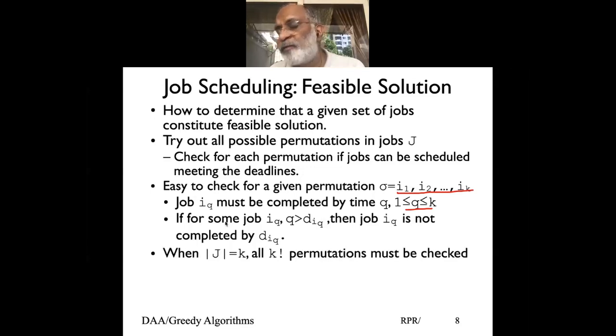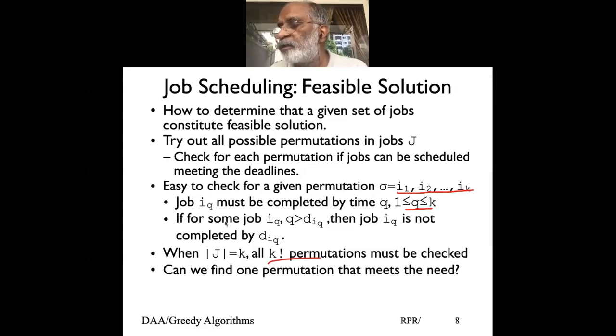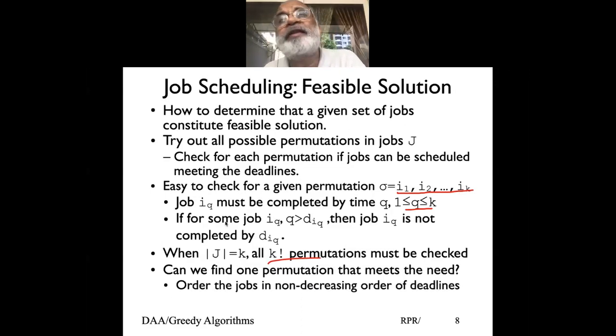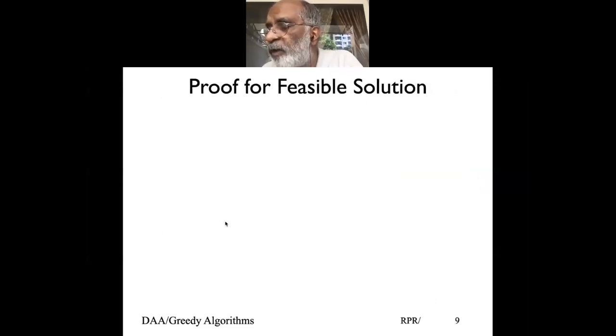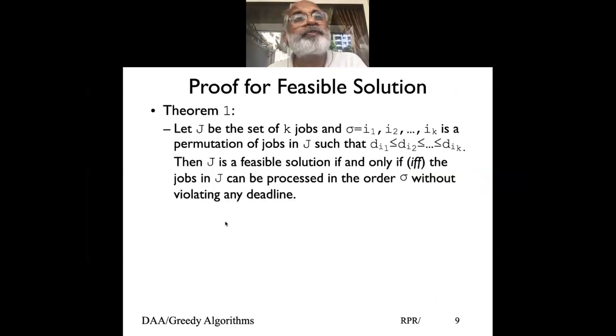And if we need to try all permutations, that is a very costly affair, so we will not do that. Our objective is to find that permutation which can be checked in linear time, but we cannot check all permutations. And that is what the algorithm basically looks at.